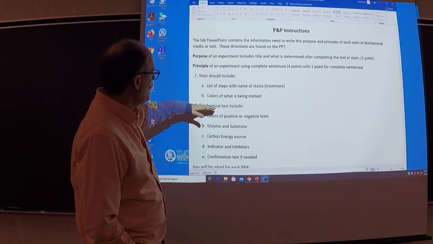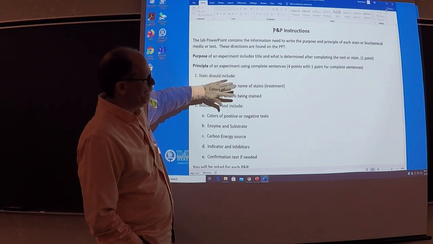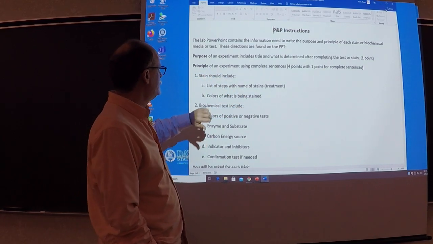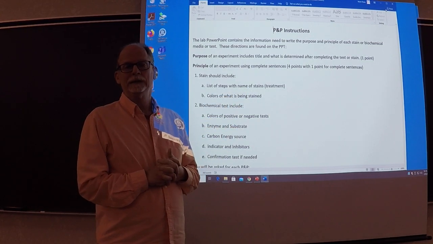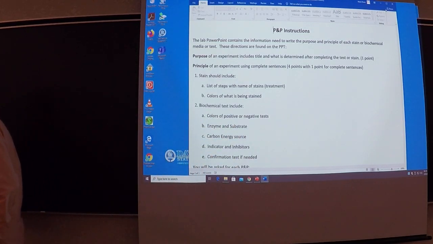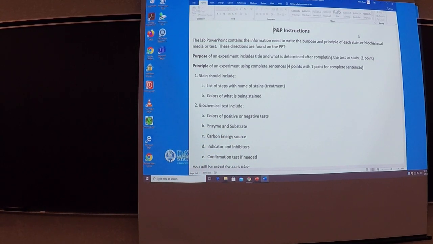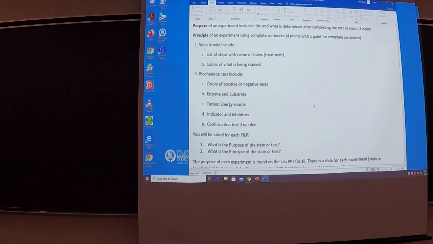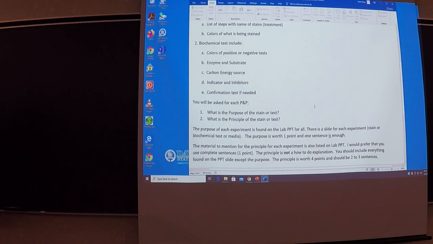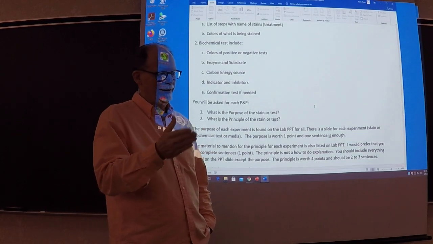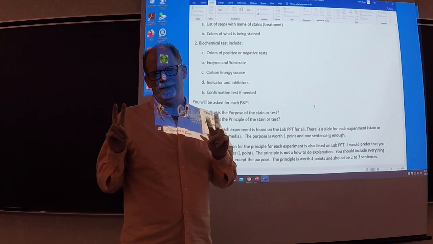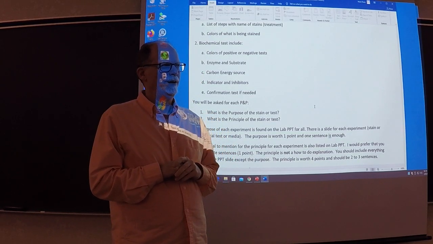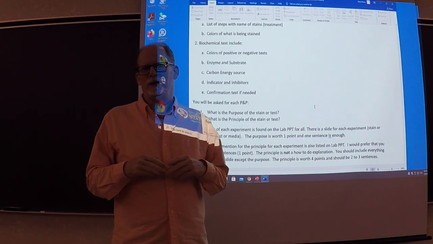All right, so for the biochemical test, the principle is a little different than the stains. Stains was just the name of the stains and the colors that were produced. With the biochemical tests, though, they're a little more complicated. And unfortunately, the directions for one test may not really pertain to another test, right? They're biochemical tests, but sometimes you're just testing for a particular enzyme.